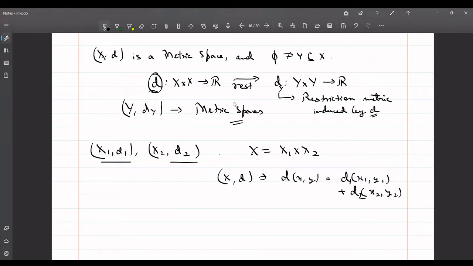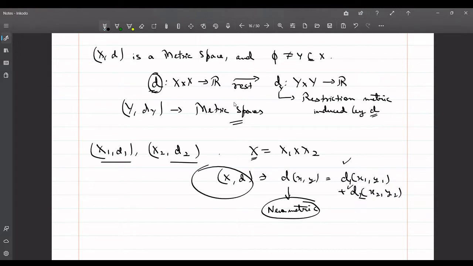Here x1, y1 are elements of X1, because d1 is the metric related to X1, and x2, y2 are elements of X2 with d2. Clear? And x and y are elements of X. Since X is the cross product X1 cross X2, x is of the form (x1, x2) and y is of the form (y1, y2). Very simple to understand. Now you can check that this is a new metric, which says that we have induced one more metric using these two metrics to form a new metric space.